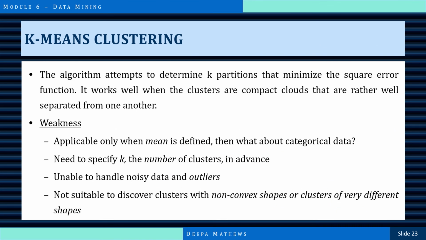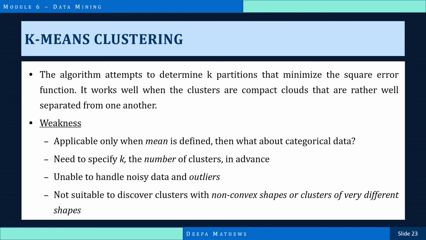The K-means clustering algorithm attempts to determine K partitions that minimize the square error function. As we know, the error means the distance between the point and the mean point. So we are taking only the points with lower distance towards the cluster mean point. It works well when the clusters are compact clouds that are rather well separated from one another.